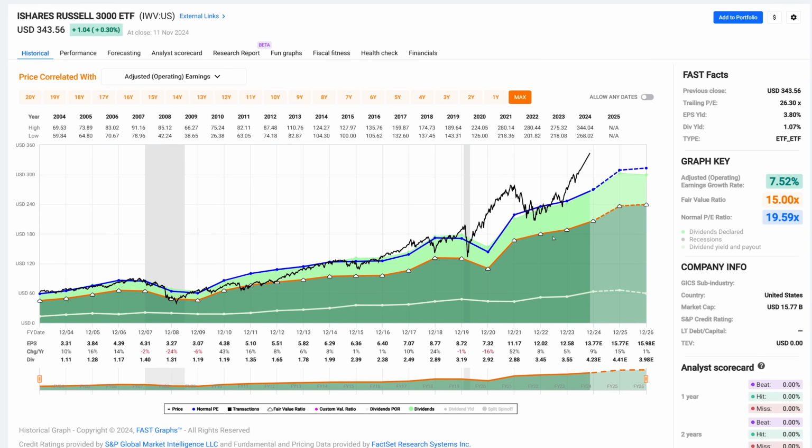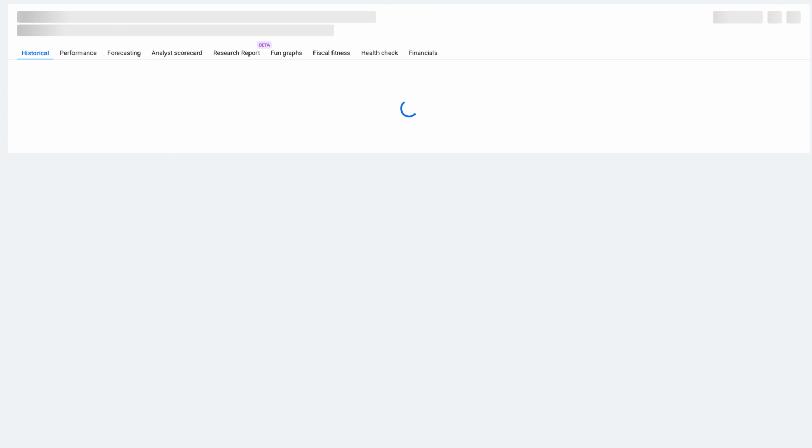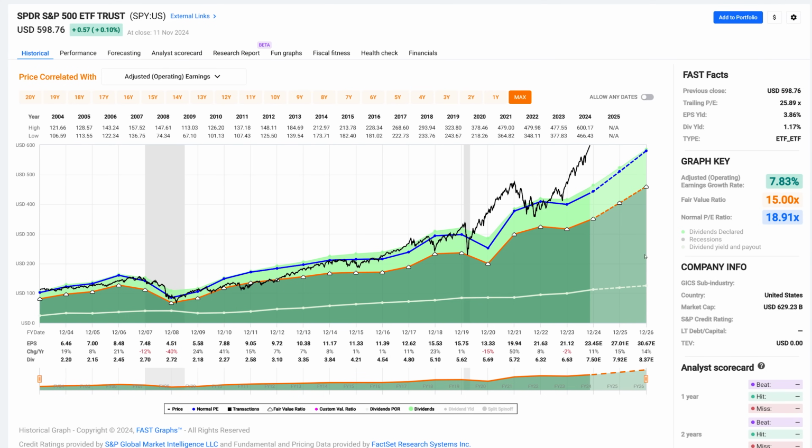Now, the Russell 3000 isn't expected to grow as nicely as the S&P is expected to grow. I want to point that out to you too. The S&P is expected to have some pretty extraordinary growth. Part of that is the way they build this index, and it's really heavily weighted with the top tech stocks like Microsoft and Apple, and now NVIDIA is being added, and so on. But you're looking at still a group of 500 stocks here.